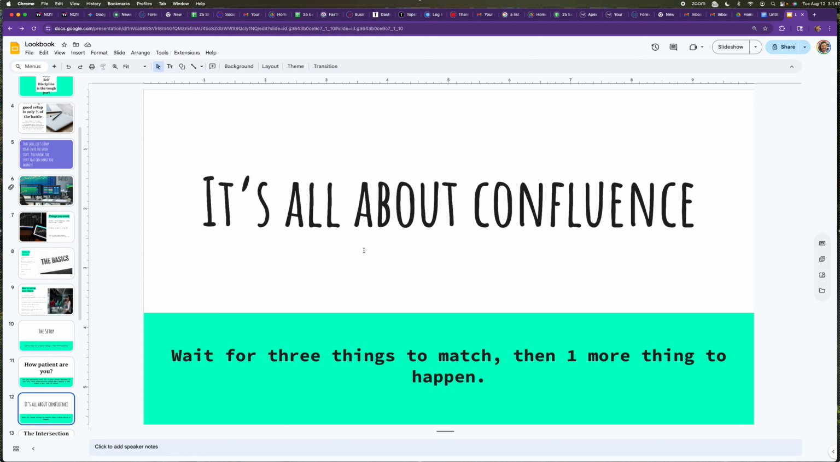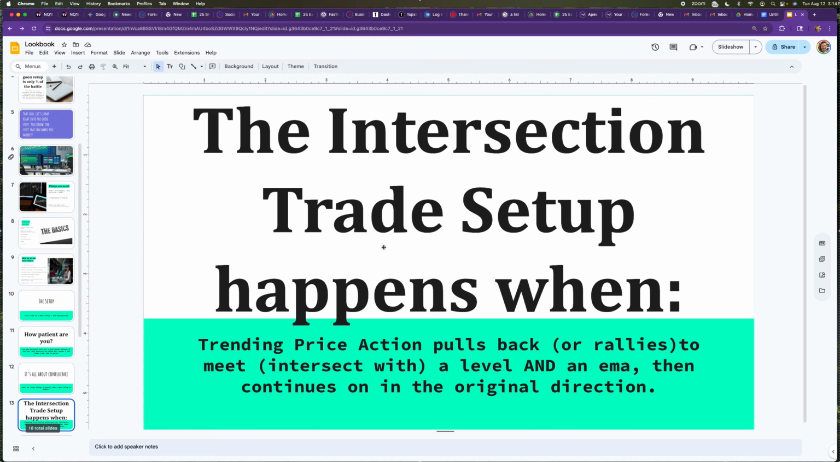Price, horizontal level, diagonal level, and then what's the one more thing to happen? Your 30-second hammer. Okay? It's all about confluence. If you can wait for those three things to match, and then the one more thing to happen, you've got a winning trade on your hand probably 80% of the time.